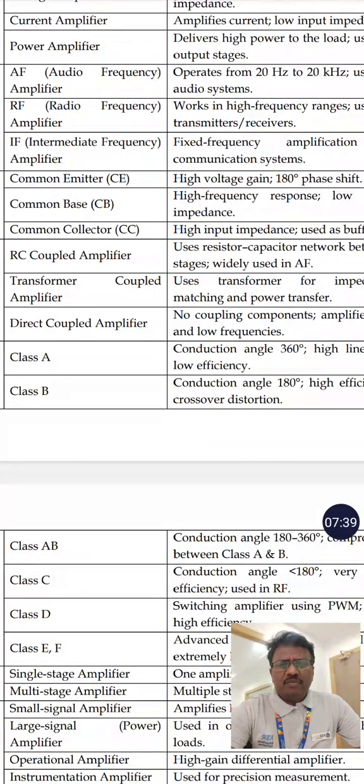So next, common collector configuration, that is called common collector amplifier. It is also known as emitter follower. If the voltage gain is nearly 1, why do we use it? The answer is because it provides very high input impedance and very low output impedance. It acts as a buffer stage. It prevents loading between two circuits. Application includes impedance matching.